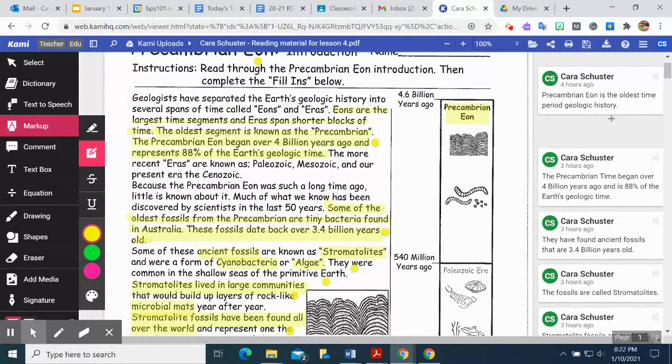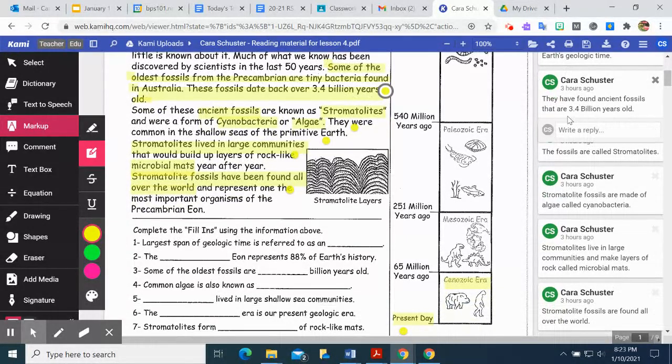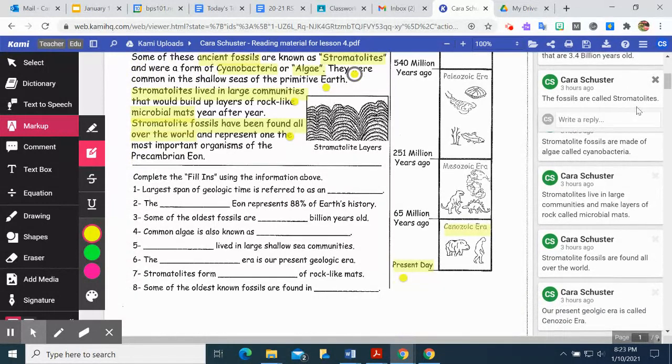So over here I have the important key ideas in this article. We have Precambrian eon is the oldest time period in geological history. It began over 4 billion years ago and is 88% of the Earth's geologic time. They have found ancient fossils that are 3.4 billion years old, the scientists have. And the fossils are called stromatolites.